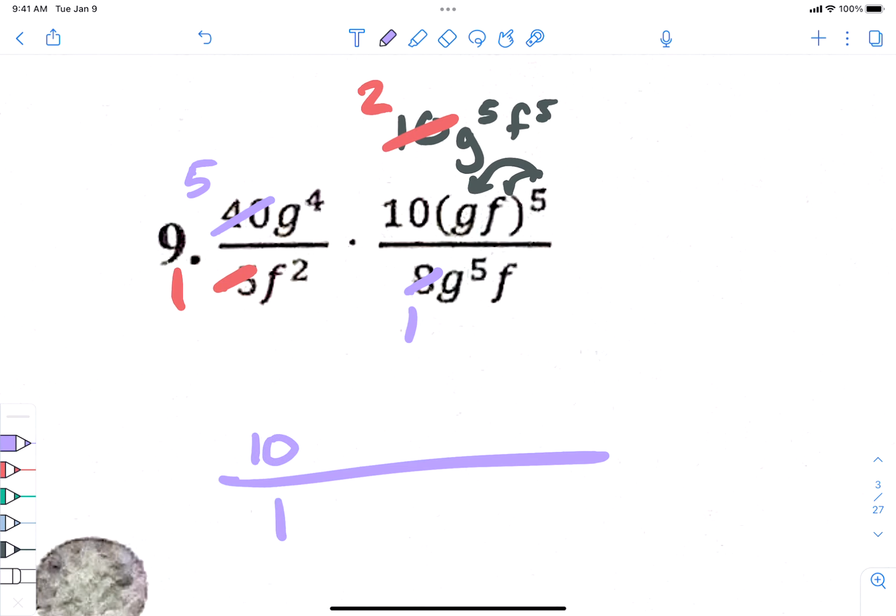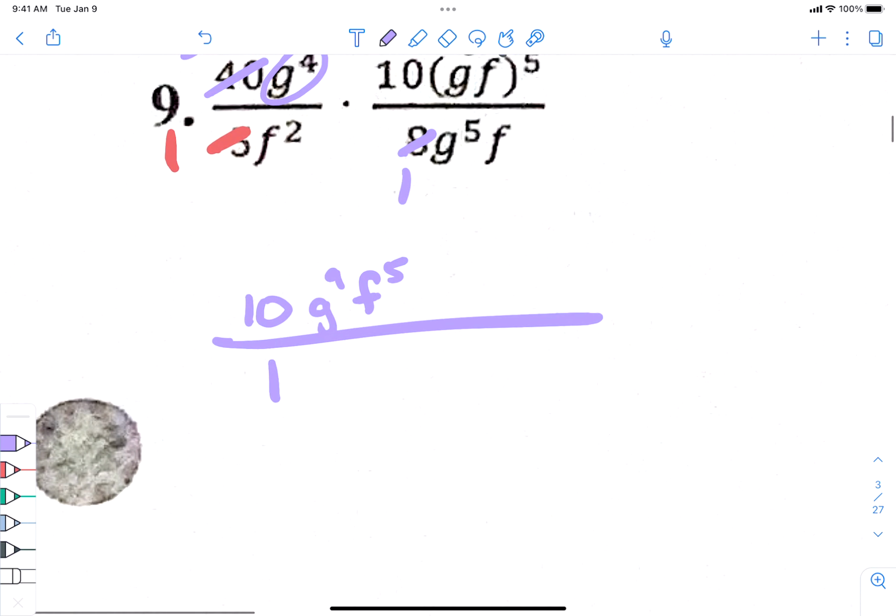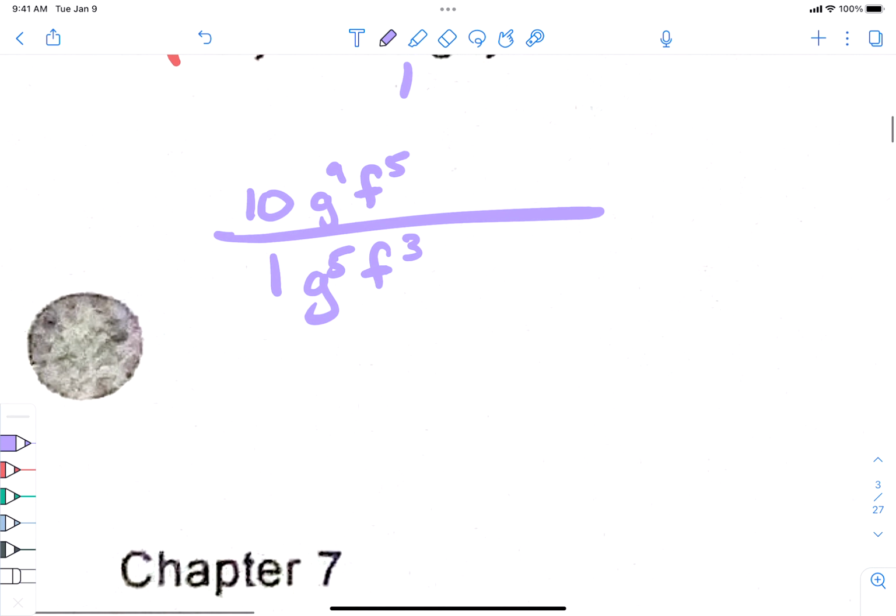Okay, now let's put stuff together. How many G's do I have on the top? 9. Do you see that? 4 here and 5 here. How many F's do I have on the top? 5. Okay. On the bottom, how many G's do you have? 5. How many F's do you have? 3. Okay, now that was my house cleaning step, right? I'm getting rid of all the junk. Now I'm going to simplify.